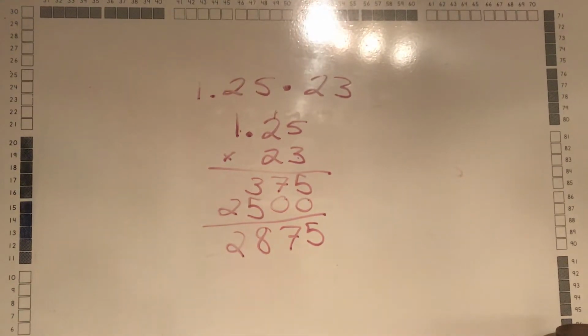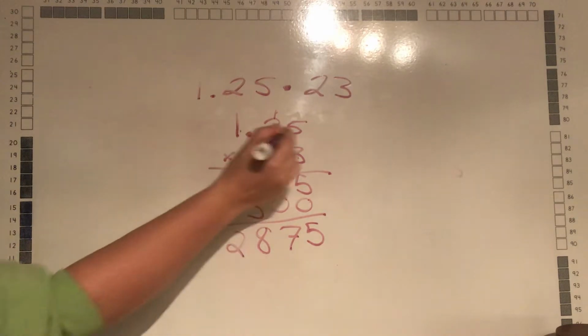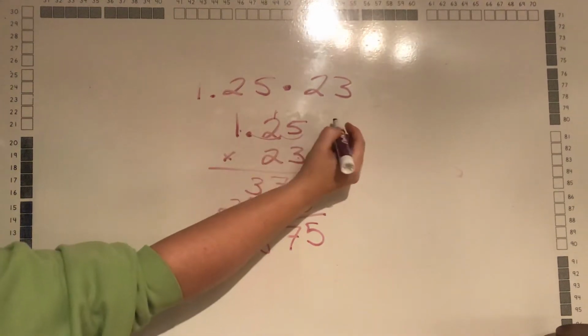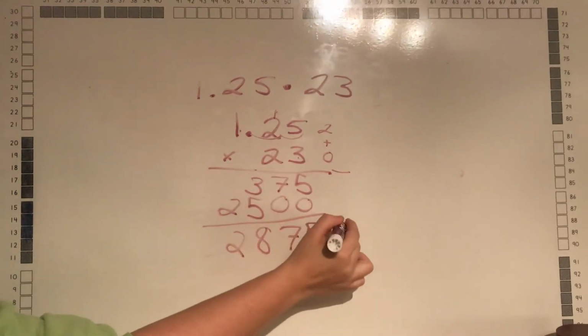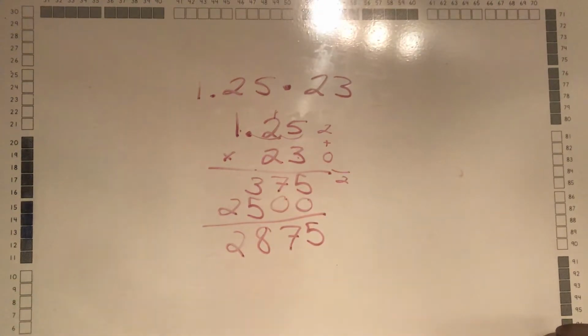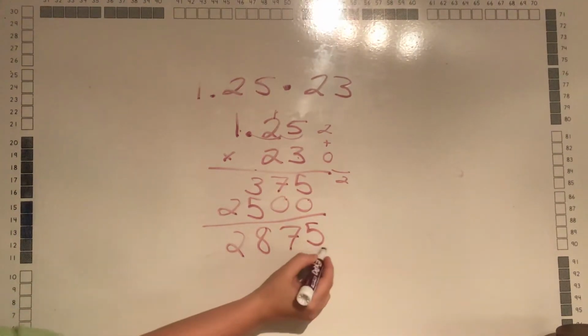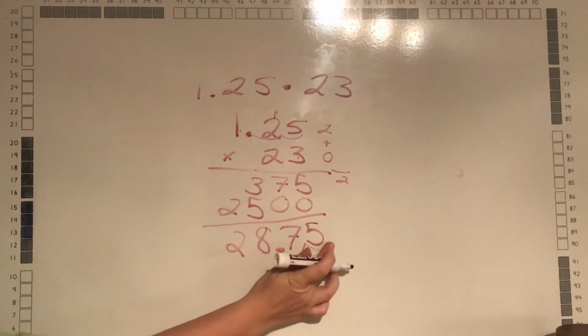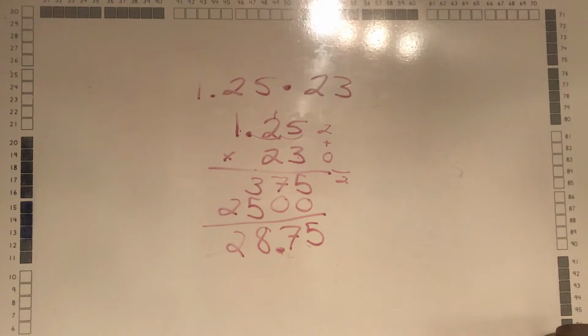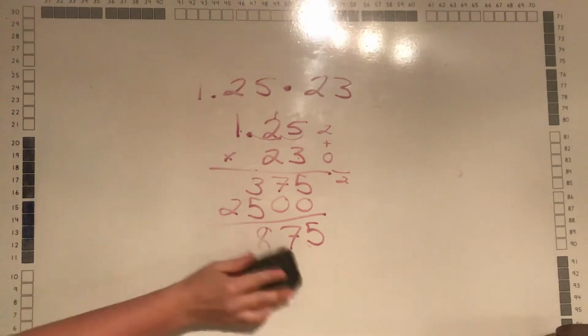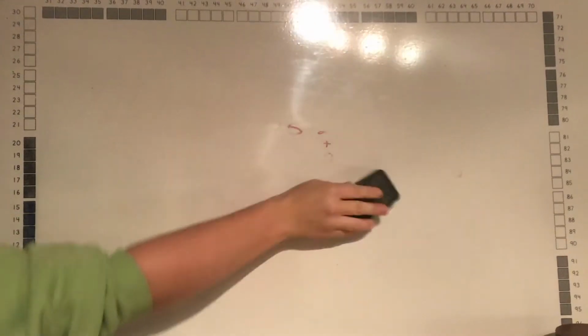Now to find where our decimal goes, we have to count the decimal places in each factor. In the first number, we have 1, 2. In 23, we have 0, which leaves us with 2 total decimal places. So we then bring our decimal to the left, 1, 2, giving us the answer of 28.75. Now, all of these problems in example 1 have only had one factor with a decimal. What does it look like when we have a problem where both factors have a decimal? So let's look at example 2a.